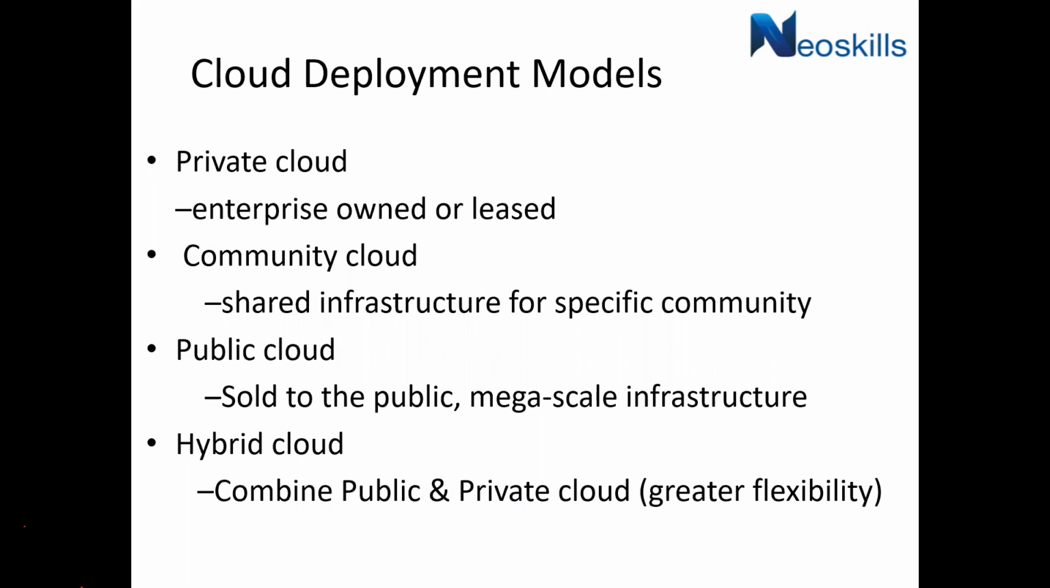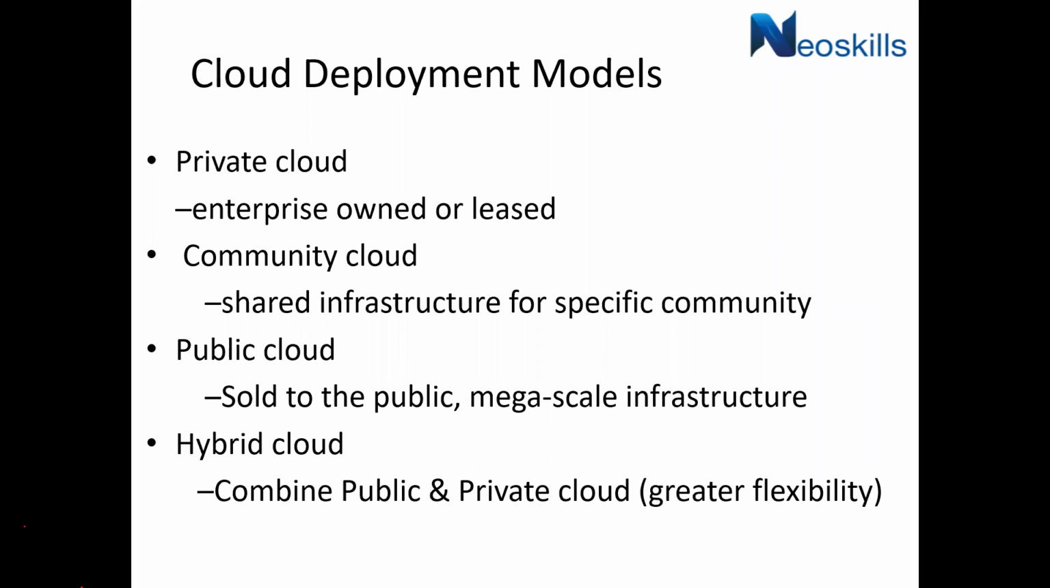Now, as the word is telling you, private cloud is enterprise owned or leased. So there is only one organization utilizing the cloud, then it becomes their private cloud. Or they have leased that for their own use cases. Community cloud is a shared infrastructure for a specific community. The government cloud we talked about also falls under the community cloud. It could be used by state government, central government, everyone together, but only by government organizations. There's a community of government organizations, NGOs, who want to use some services together, so they can use this community cloud.